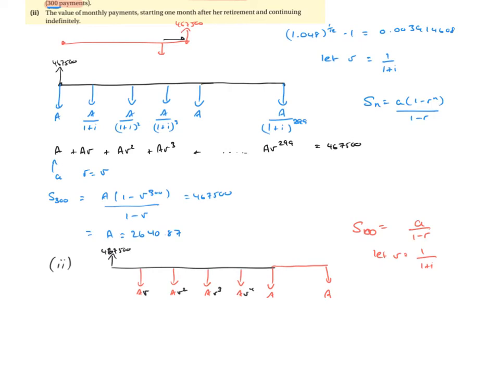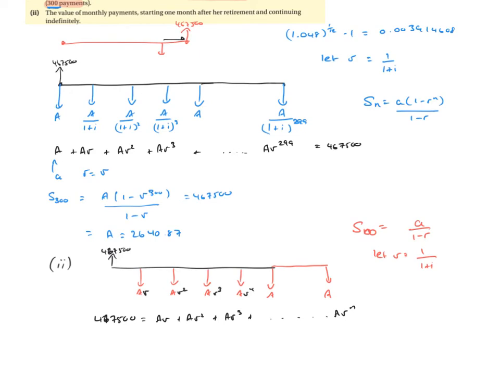So you can see this time, instead of having a plus av plus av squared plus av cubed, etc., up here, we have av, because we have one time period after we've started to take the money. So this is now av, av squared, av cubed, etc. So what we have this time is 477,500 is equal to av plus av squared plus av cubed plus av to the power of whatever. And I'm just going to keep going on to infinity.